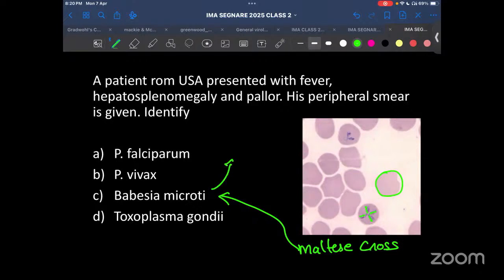It is transmitted by a tick. We discussed in last class. Which tick? Hard tick. Which hard tick? Ixodid tick. Okay, so transmitted by ixodid tick. Okay, so that is babesia.